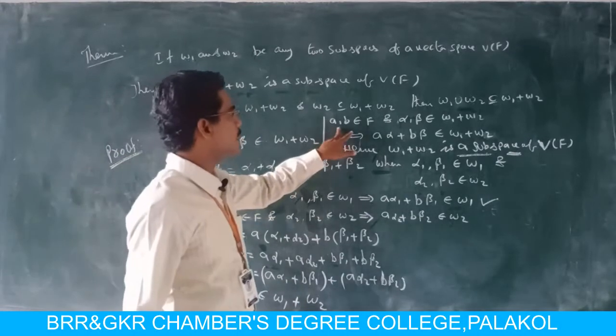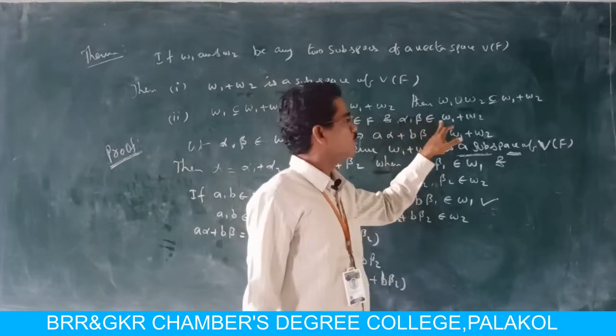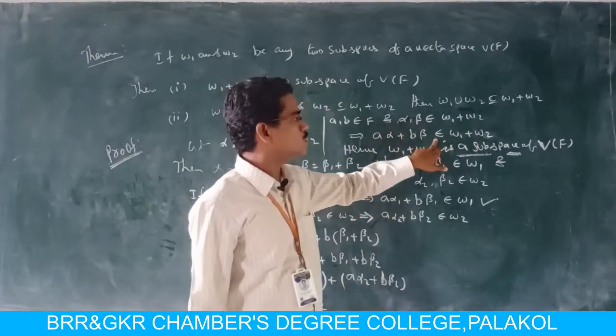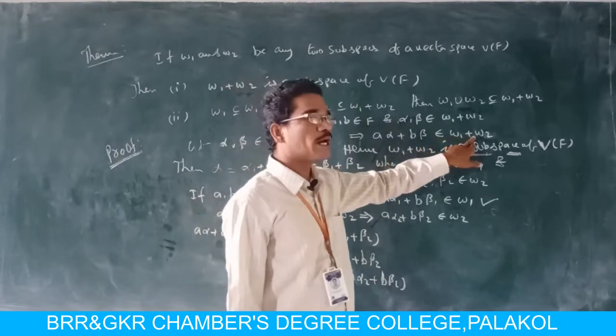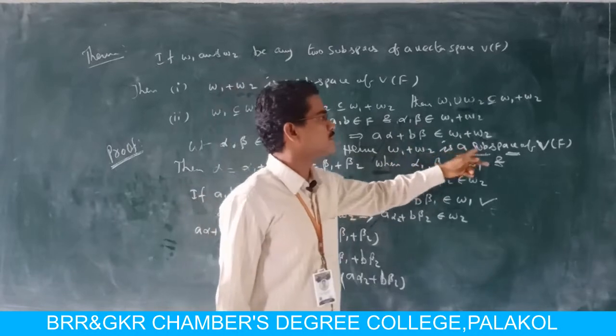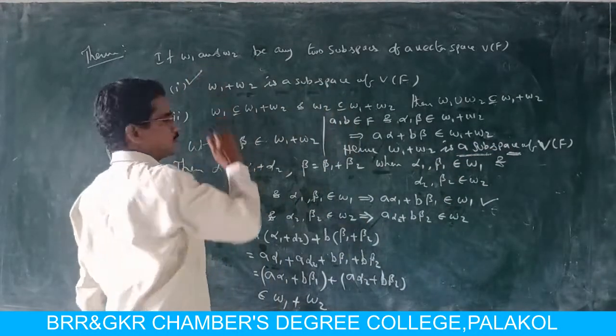Also, A, B belong to F and alpha, beta belong to W1 plus W2. Then A alpha plus B beta belongs to W1 plus W2. Hence, by the definition, W1 plus W2 is a subspace of V of F. Then, the proof of the first one is solved.